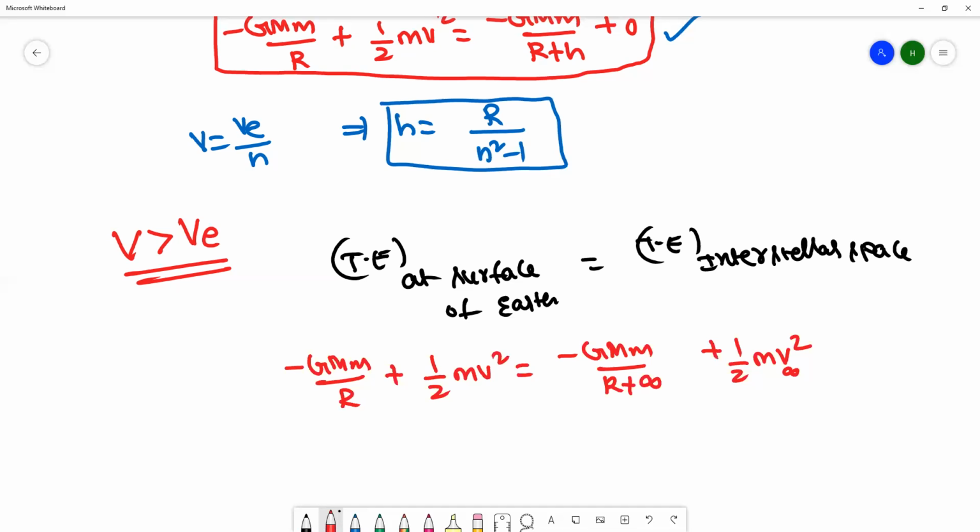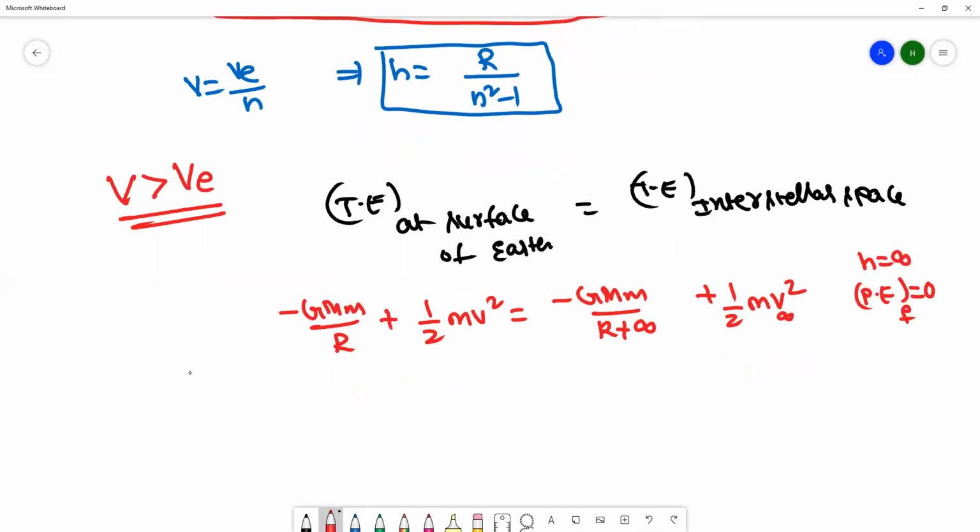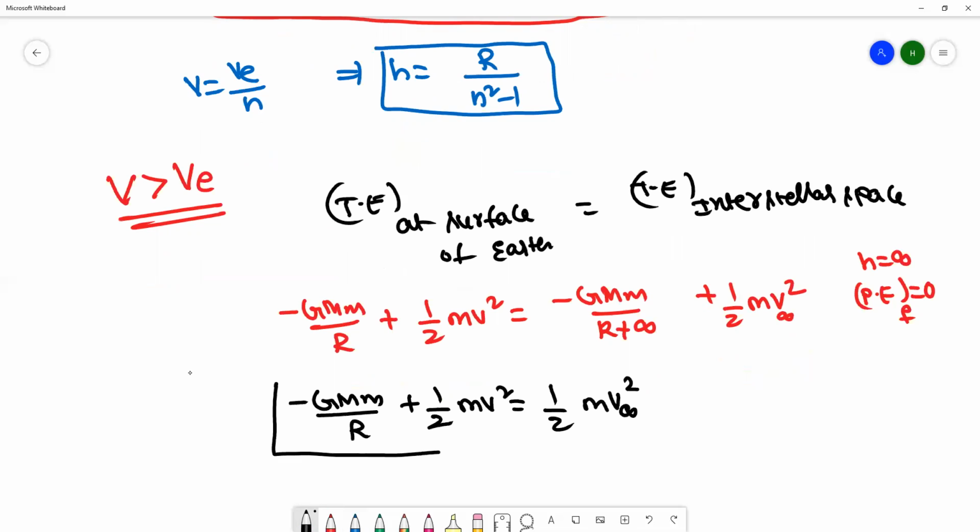So here height will be infinity, so potential energy in the interstellar space is 0. So final potential energy will be 0. In the previous condition, final kinetic energy is 0. In this condition, potential energy is 0. So the final potential energy or final kinetic energy is 0 in the two different cases. So minus GMm by R plus half mv square is equal to half into m into v infinite square. By using this condition, you can solve the problem.